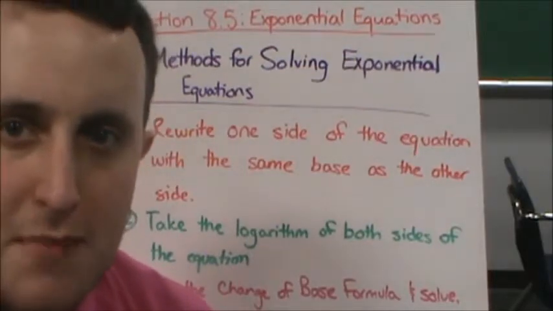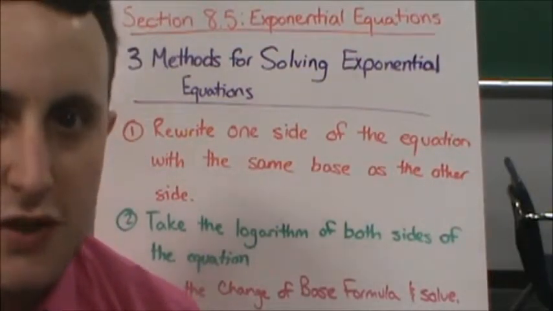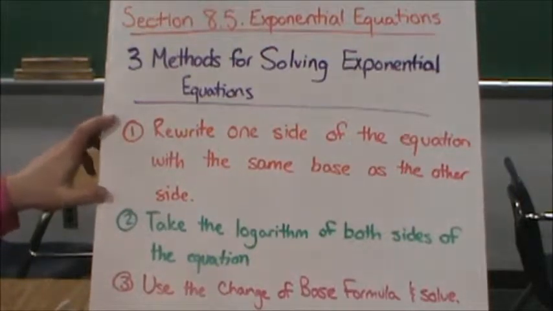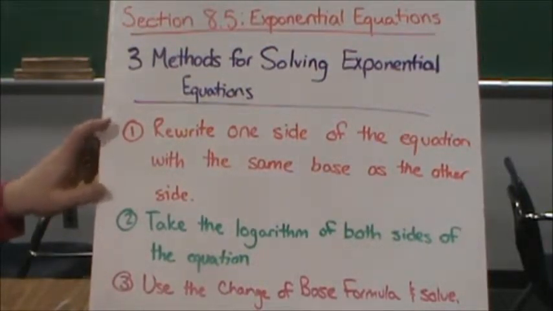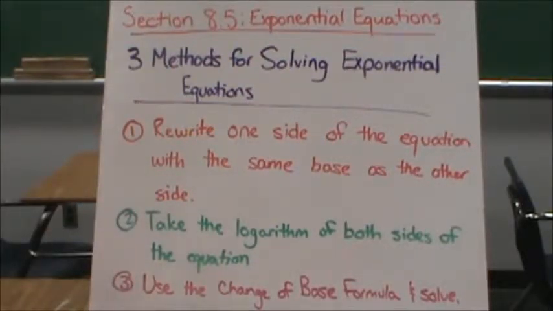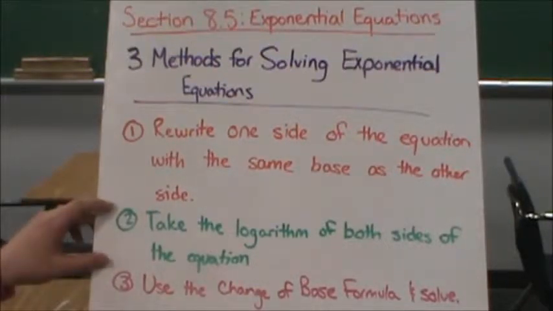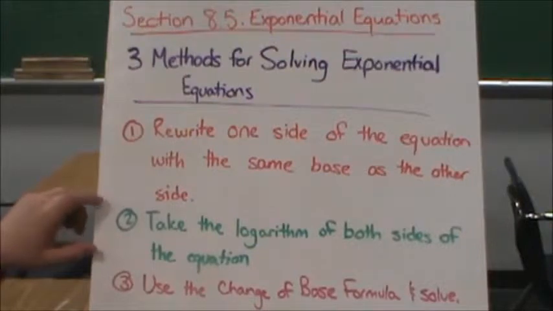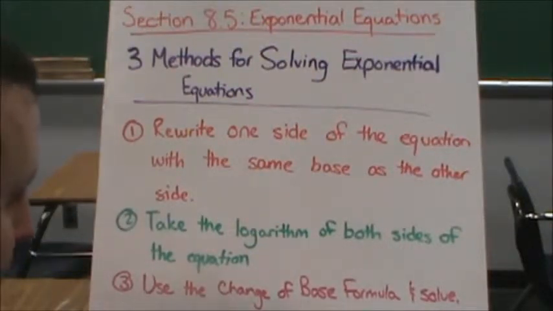So here are the three methods for solving these exponential equations. First method is we could rewrite one side of the equation to have the same base as the other side. So we're taking one side and rewriting it with the same base as the other side. And you'll see that in an example to follow. Second method is you could take the logarithm of both sides of the equation. And when we say take the logarithm of both sides of the equation, we mean take the logarithm with the same base as you have raised to a power.